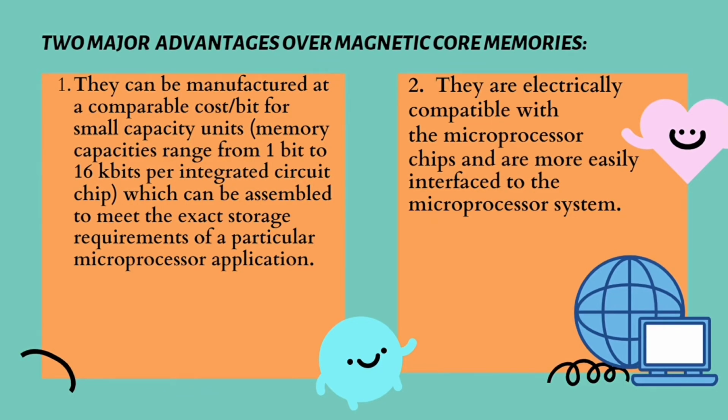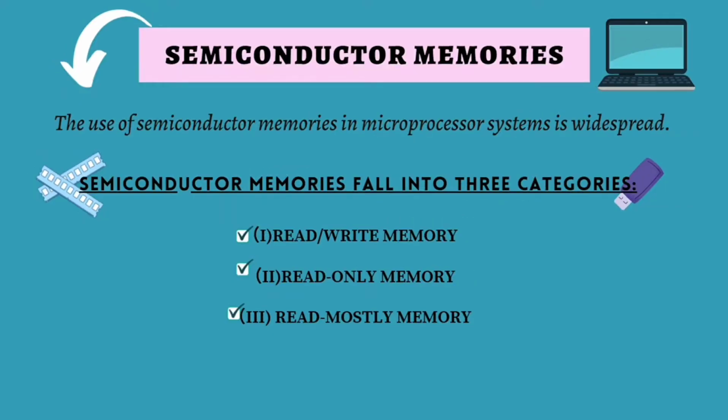There are two major advantages over magnetic core memories. First, they can be manufactured at a comparable cost per bit for small capacity units, which can be assembled to meet the exact storage requirements of a particular microprocessor application. Second, they are electrically compatible with the microprocessor chips and are more easily interfaced to the microprocessor system. Semiconductor memories. The use of semiconductor memories in microprocessor systems is widespread.